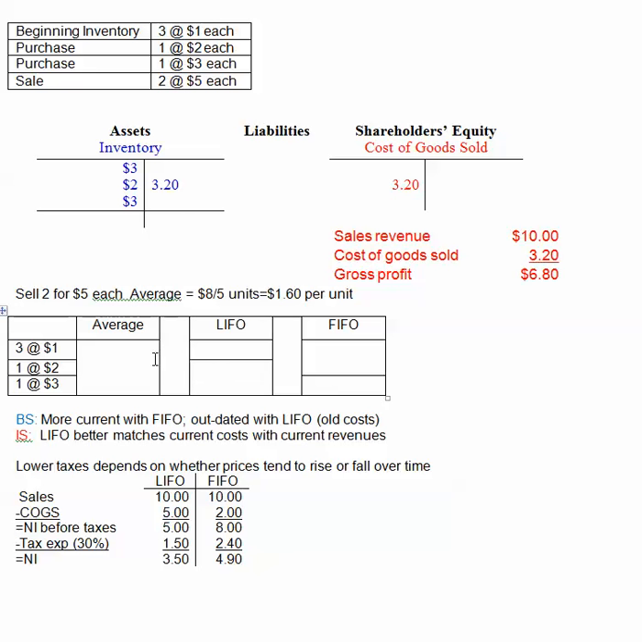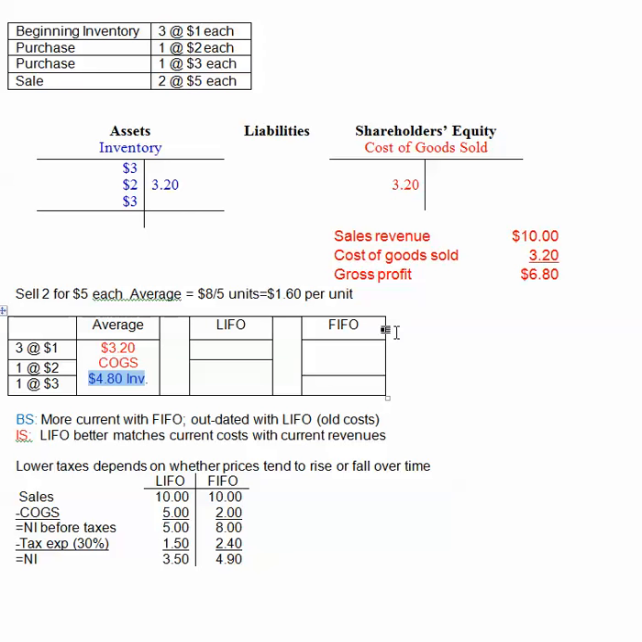So I'm going to do each one of these so we can compare them. Our cost of goods sold is $3.20. What's left in inventory then is $4.80. So in other words, what we have left is we sold out of the 5 we had, we sold 2, so we have 3 left at an average cost of $1.60 each.